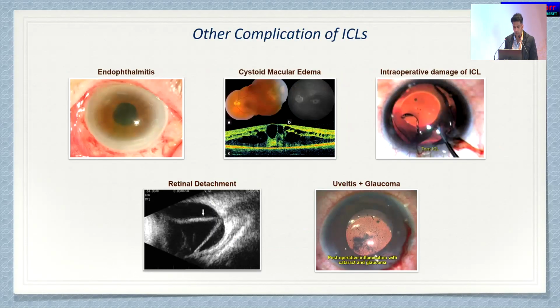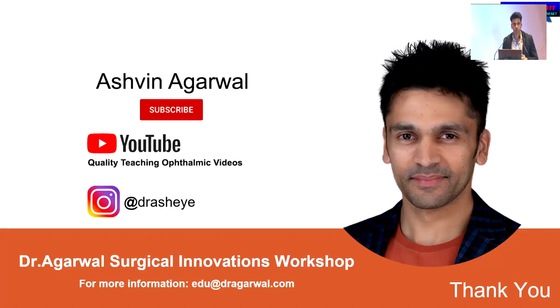Some of the other complications of ICL, as you already know, could be endophthalmitis, CME, any damage to the ICL which is intraoperative, retinal detachment, uveitis, and glaucoma. So these are some of the pitfalls and pearls that I would like to give on ICL. Should you want to do this, obviously we have next up, new techniques with Naren, who will be talking to us a little bit more about it. Thank you very much.